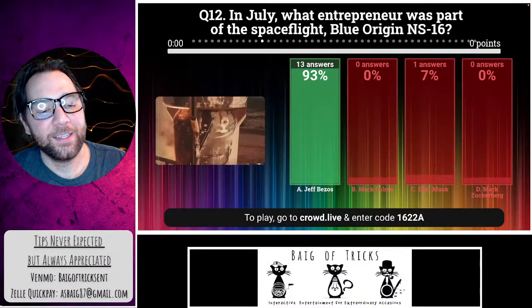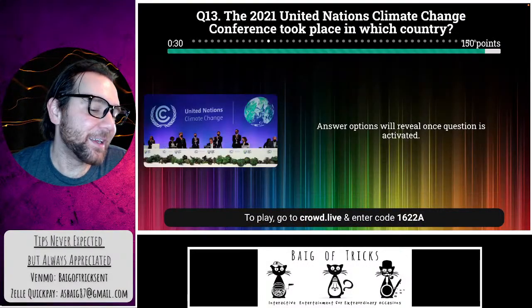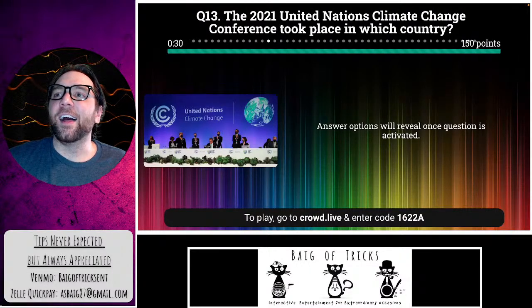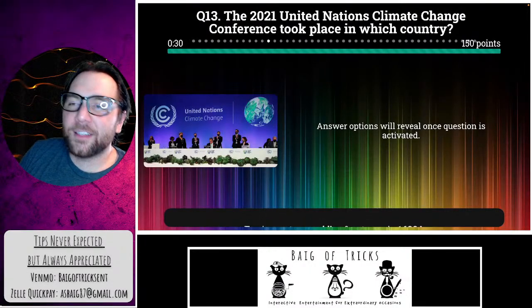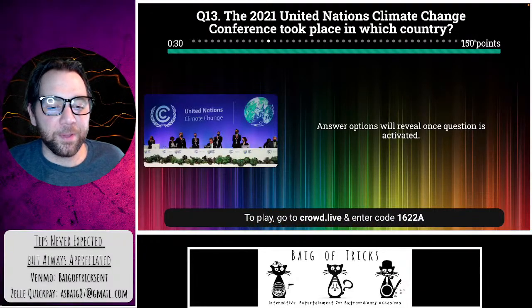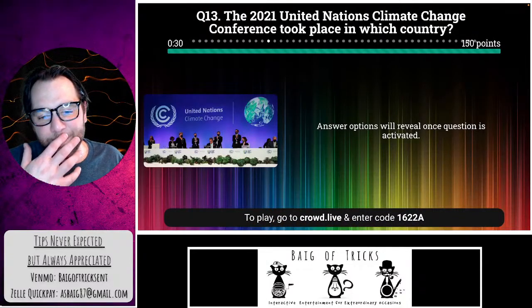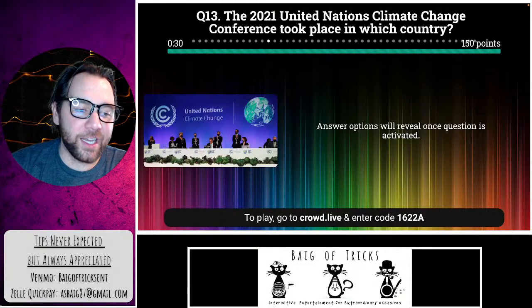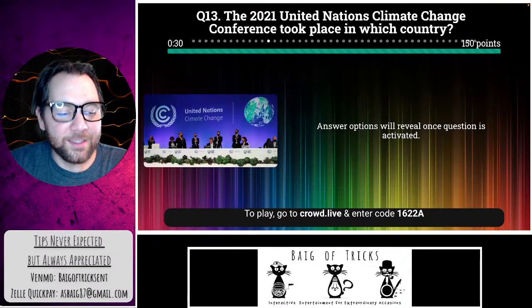Question 13 is coming up after this brief message from our internet connection. The 2021 United Nations Climate Change Conference took place in which country? This is big news. I actually know. Was it Australia, Germany, Scotland, or Japan?